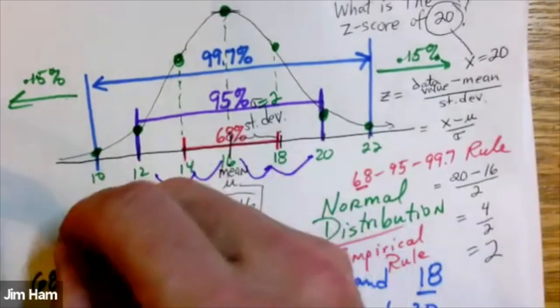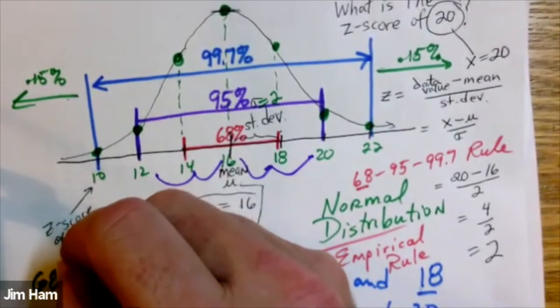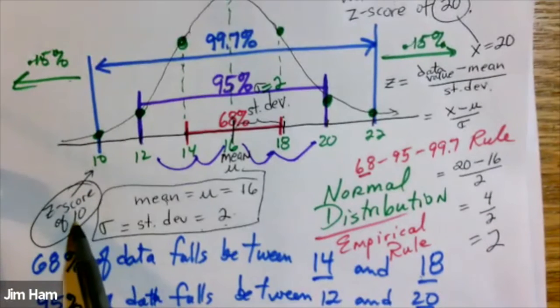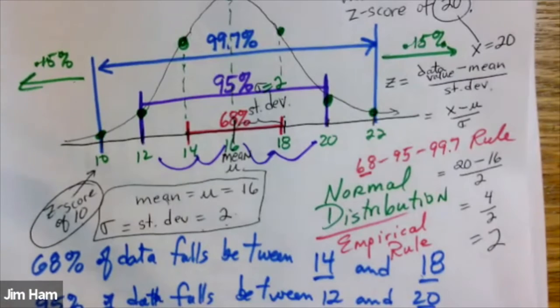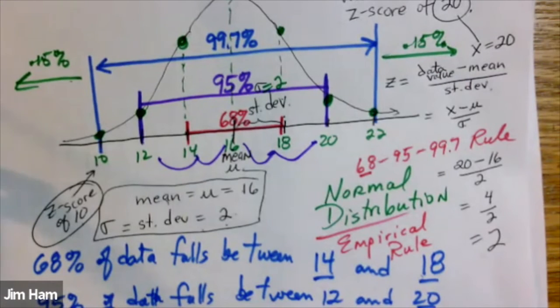What's the z-score of 10? In the chat, please, without using the formula. What's the z-score of 10 in this problem? Let me give you the definition again. The z-score is the number of standard deviations a data value falls from the mean.